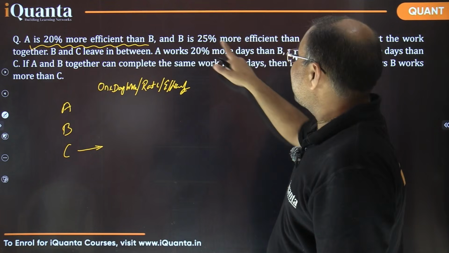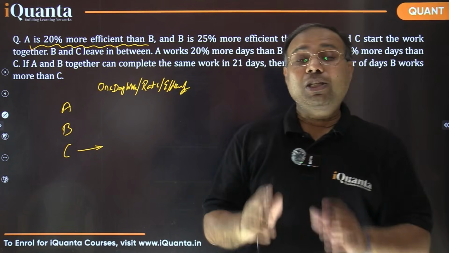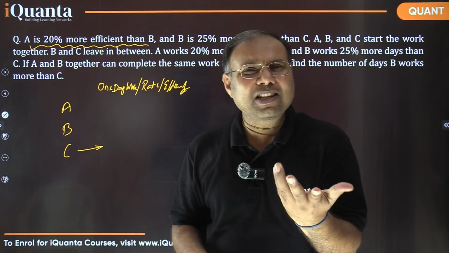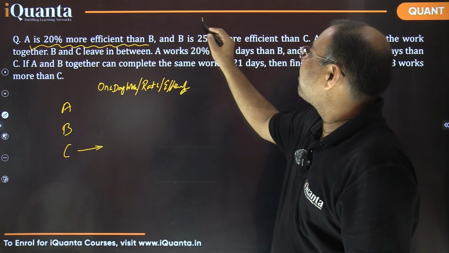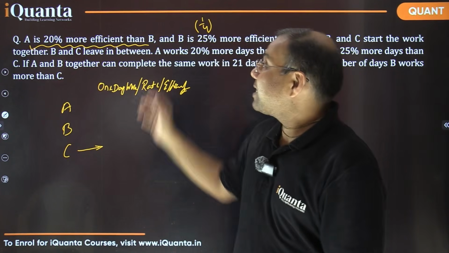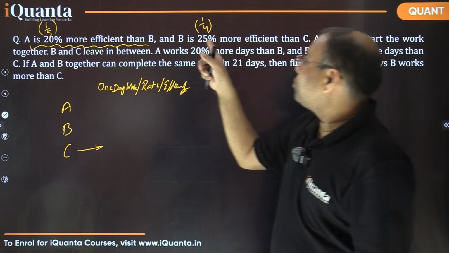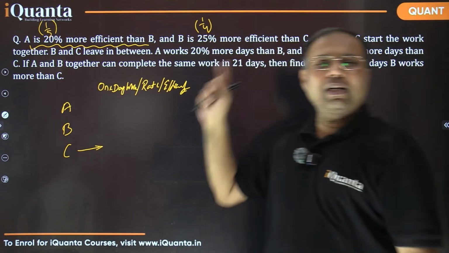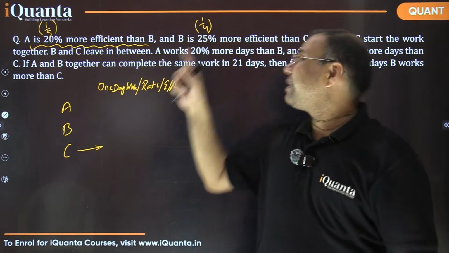So 25% मुझे increase करना है B की value को C के comparison में. तो C की value should be in such a way which is multiple of 4. From where this 4 comes into picture? Now this is important part here. 25% का मतलब होता है 1 by 4. You know that? Yes, all of you know that. 25% means 1/4 of something, and same way 20% means 1/5 of something, isn't it? So if I need to make B as 1/4 more efficient than C, so if 1 day work of C is multiple of 4, so the increment in B's work would be an integral amount, right?